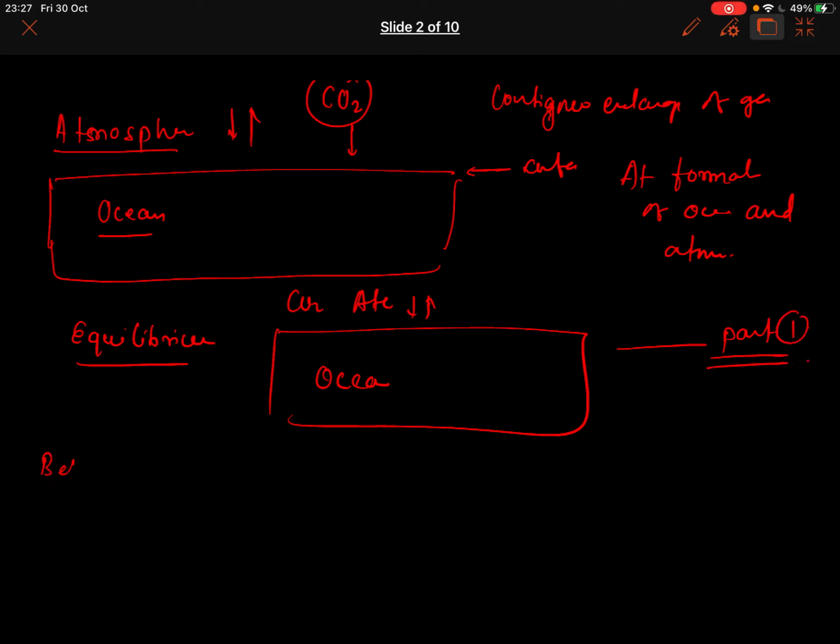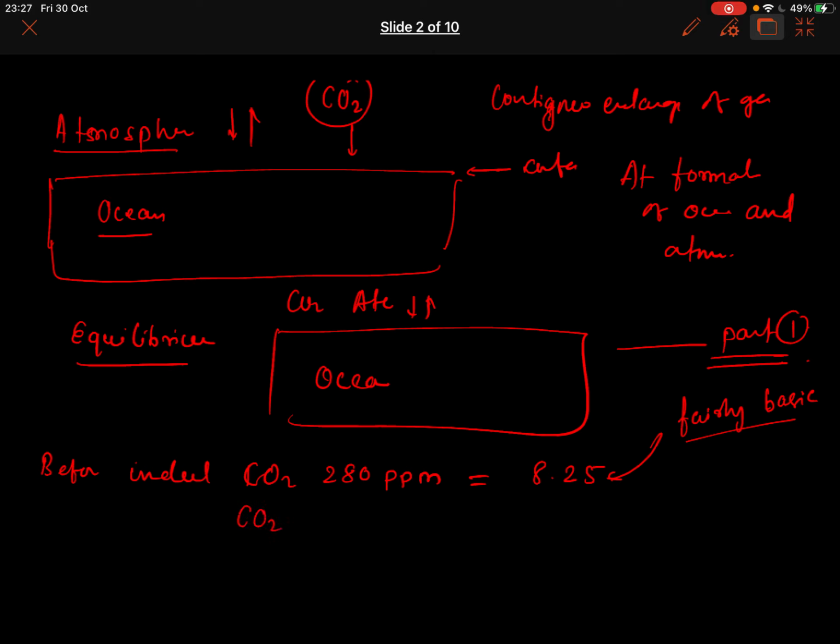Before industrialization, the CO2 concentration in the atmosphere was some 280 parts per million, and the pH of the ocean was around 8.25. You can notice that ocean water is fairly basic in nature. Subsequently, post industrialization, CO2 concentration went up to 400 parts per million.